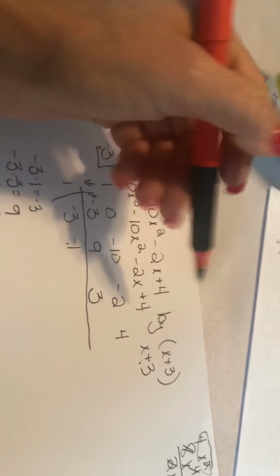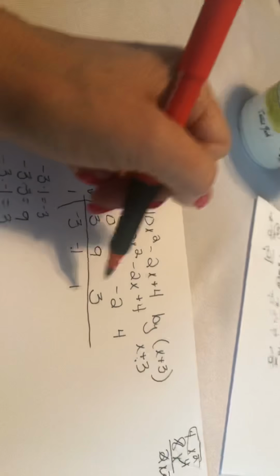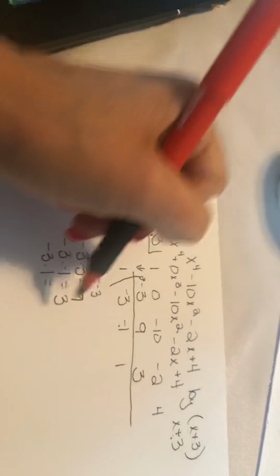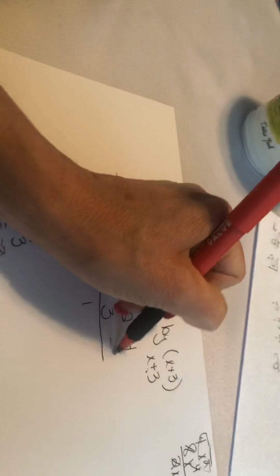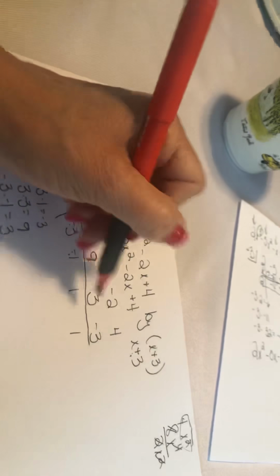All right, and then we're going to say negative 2 plus 3 is positive 1. And multiply it. Negative 3 times positive 1 equals negative 3, and we're going to put that right here. So lastly, we're going to say 4 minus 3 equals 1. Okay, so here's what we have. 1, negative 3, negative 1, 1, 1.